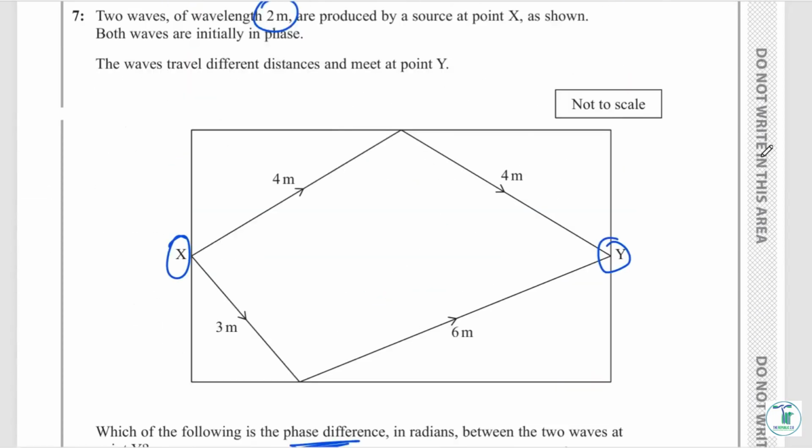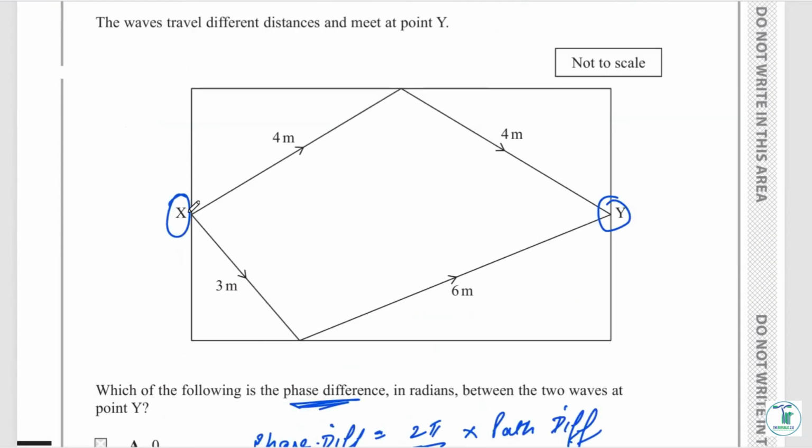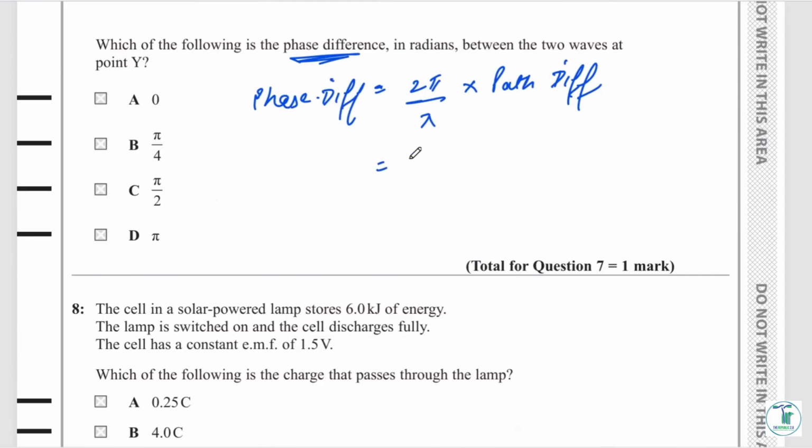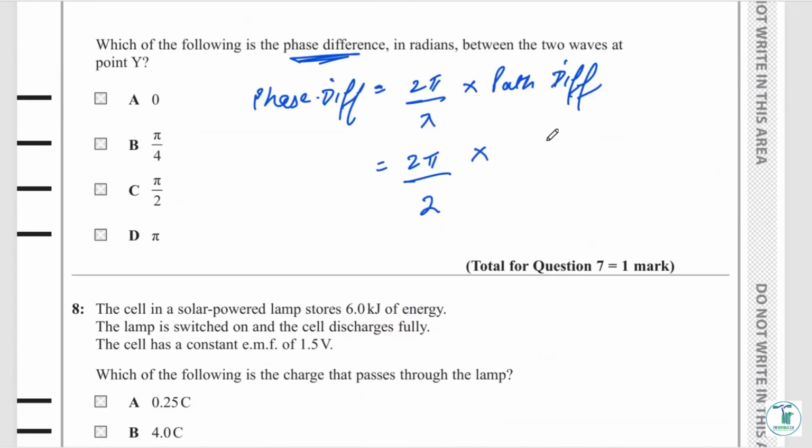Now, if you talk about this formula, you can see that the total path covered by this wave is 8 meters, and the total path covered by the wave along this direction is 9 meters. So the path difference comes out to be 9 minus 8, meaning 1 meter. So I'm just going to plug this value in. I've got 2 pi upon the wavelength. The wavelength was given in the question, and that was 2 meters, times the path difference, and that was 1. 2 cancels out by 2, and you've got just pi radians. So that is why I'm going to go with option number D.